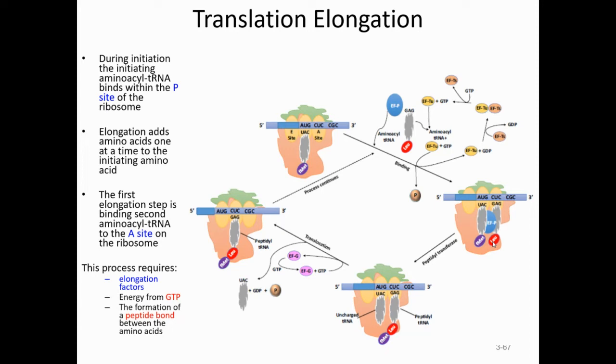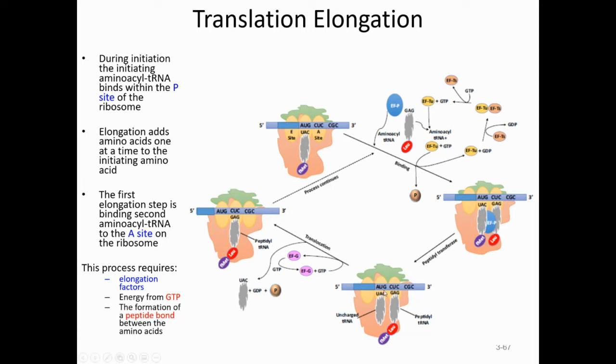The amino acid on the tRNA at the P site will be transferred to the amino acid tRNA at the A site. Then it becomes a dipeptidyl tRNA, and the tRNA at the P site becomes empty, with no amino acid attached.